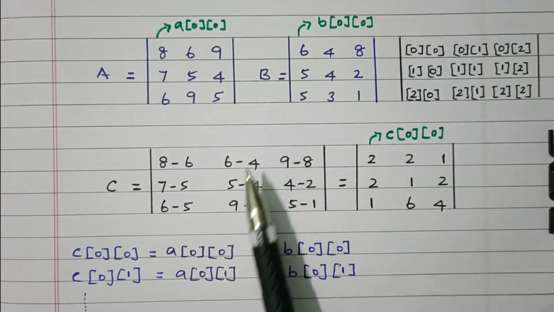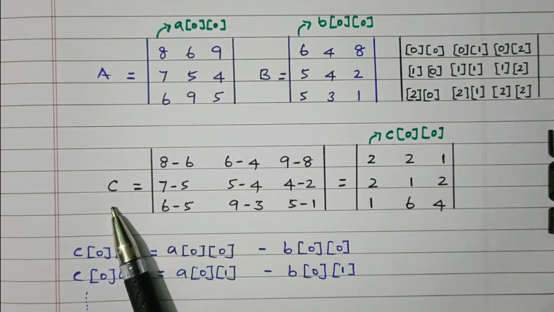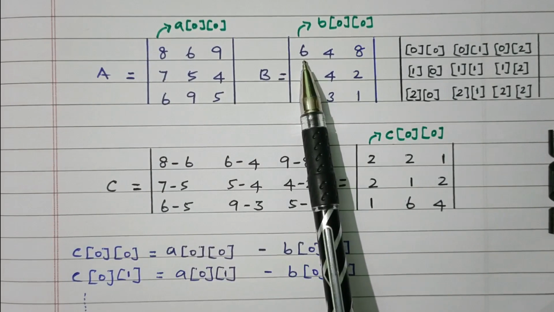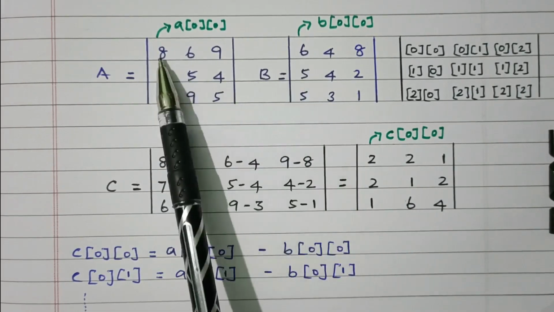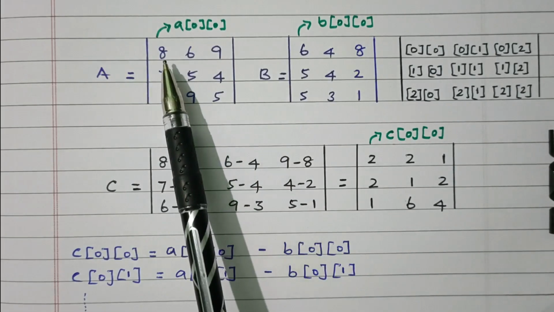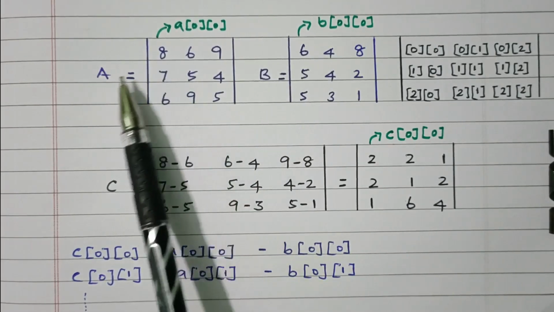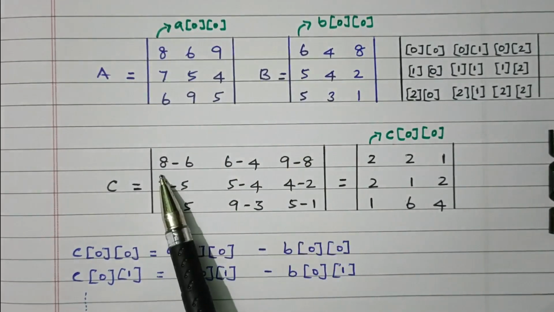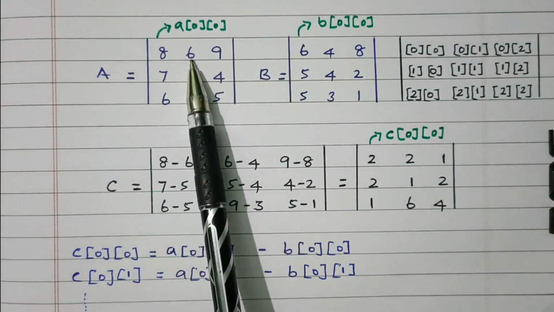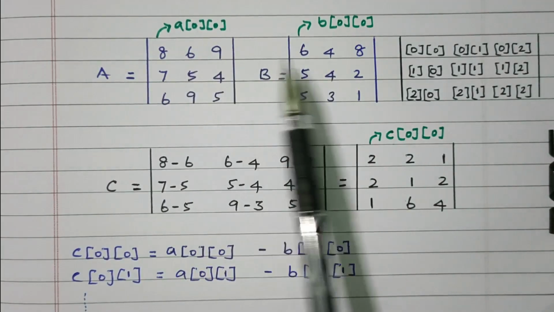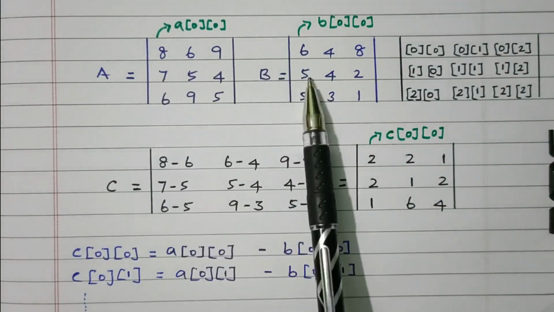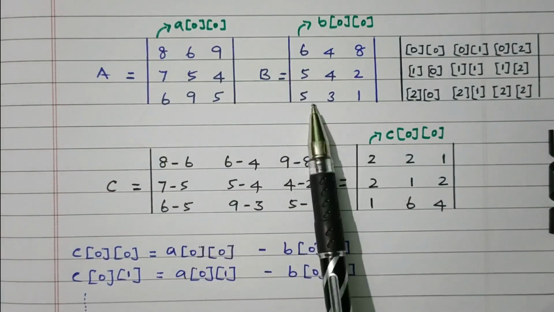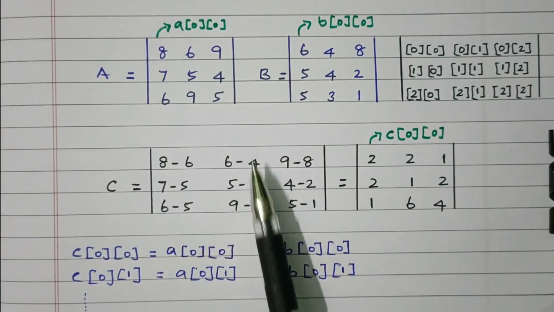Then how to subtract these matrices? C is the resultant matrix. A 0 0 minus B 0 0, that is 8 minus 6. The corresponding locations are subtracted, right? The element available in 0 0 of matrix A and the element available in 0 0 of matrix B are subtracted: 8 minus 6. Similarly, 6 minus 4, 9 minus 8, 7 minus 5, 5 minus 4, 4 minus 2, 6 minus 5, 9 minus 3, 5 minus 1.